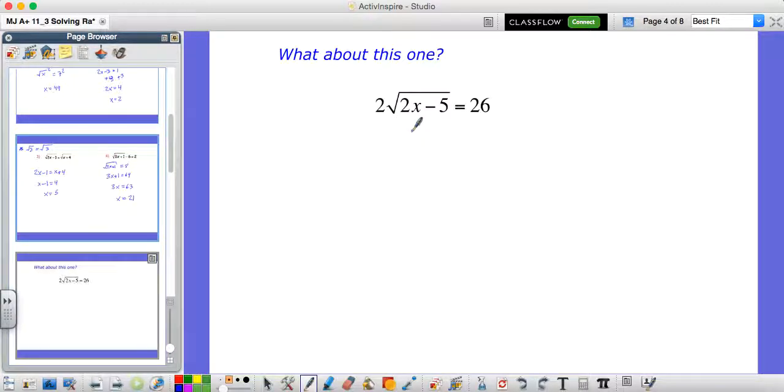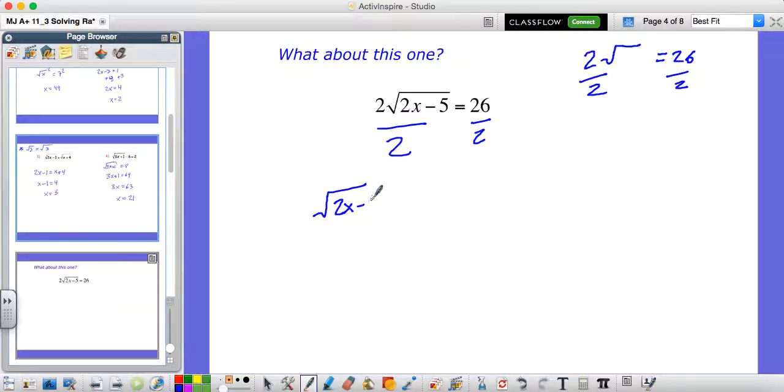Okay, how about this one? We have 2 times the square root of 2x minus 5 equals 26. Now, it might be tempting to distribute this 2. Please, please, please do not do that. All we're saying is 2 times the square root of something is equal to 26. So if we're trying to isolate this square root, we want to divide by 2 on both sides first. That's always going to be our first step. So please don't distribute. Now we have the square root of 2x minus 5 is equal to 13.